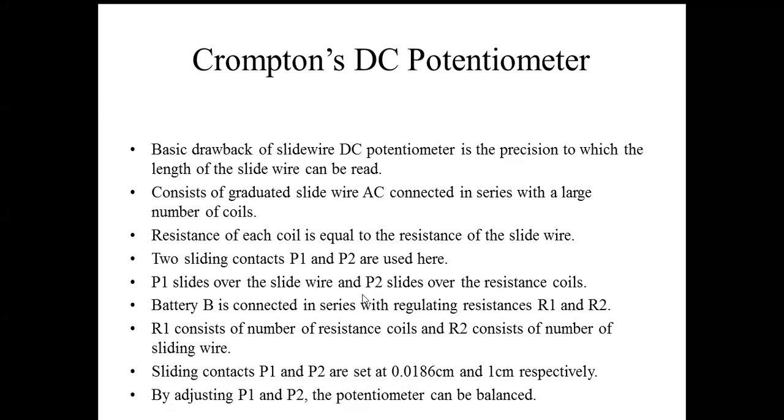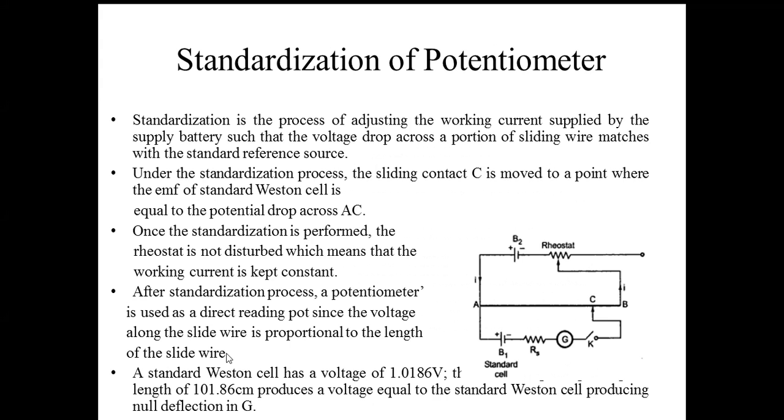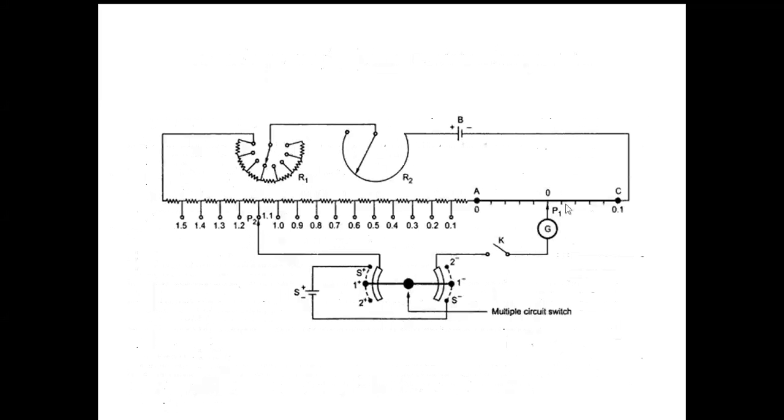I've already discussed all this. The procedure, everything is the same. This is going to move alongside this and this is going to move through this. Now if you can see the range of these resistive coils, this kind of DC potentiometer is used for larger values of resistances. So the sliding wire contact range here is 0 to 0.1, and the resistive coils connected in series with the sliding wire have a range greater than 0.1, here 0.1 to 1.5 ohms.